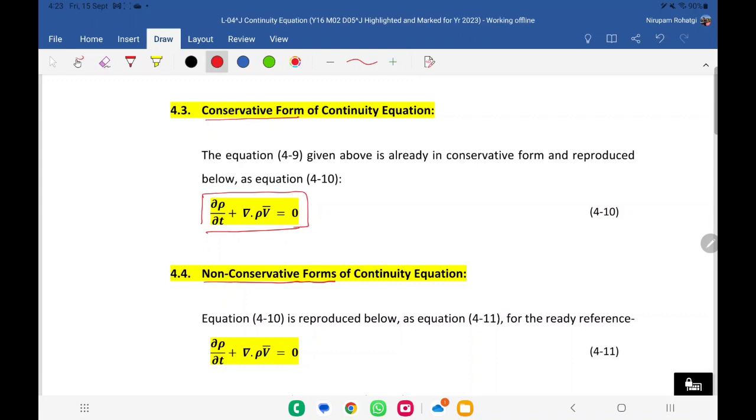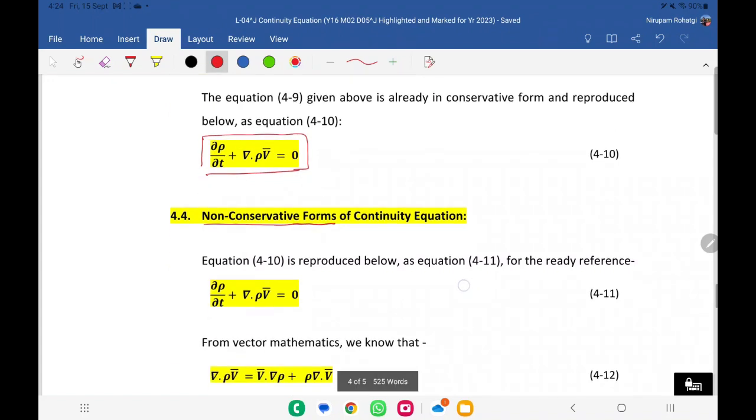In the conservative form, all the derivatives are outside, all the parameters are inside the derivative. Okay, this is one broad difference. You can see that visible difference to find out whether the equation is conservative or non-conservative. That doesn't mean that one is following and the other is violating the law of conservation. No, that doesn't mean that. We will come to that later on.